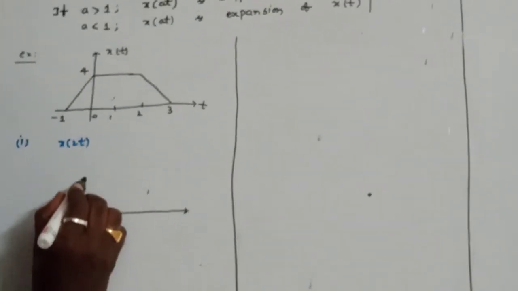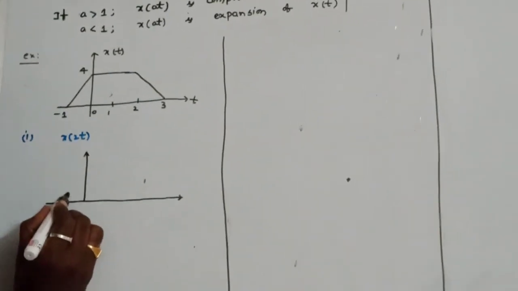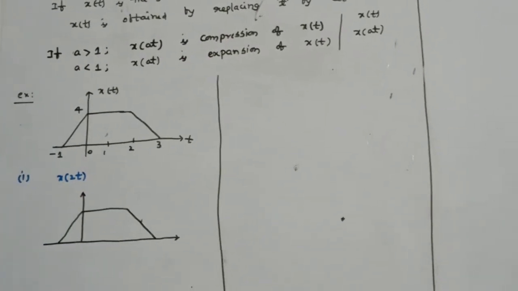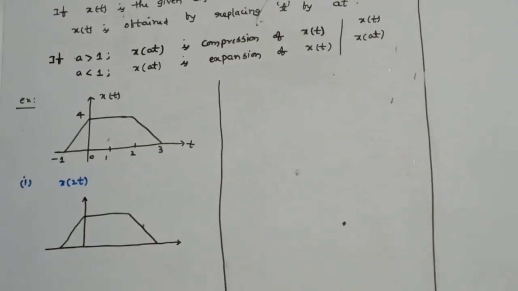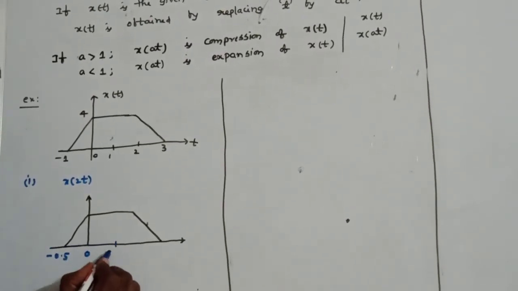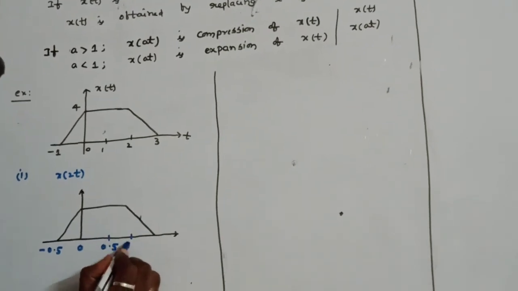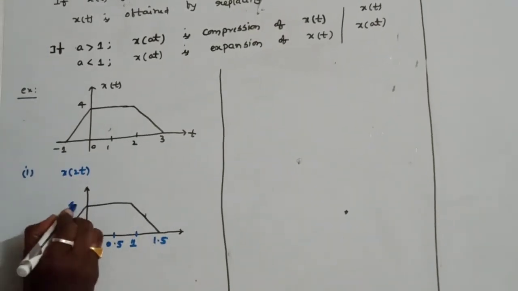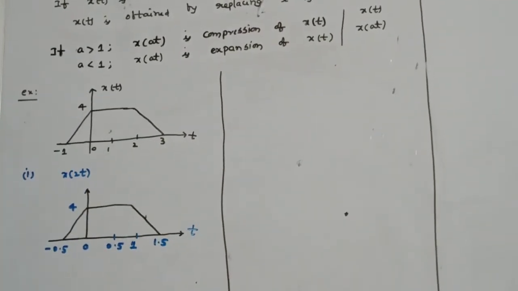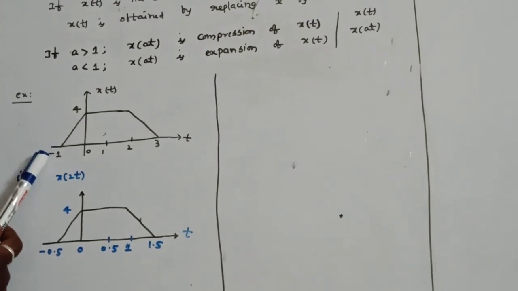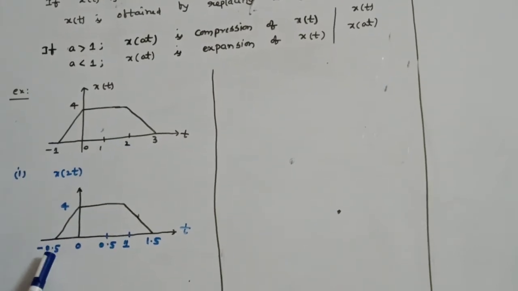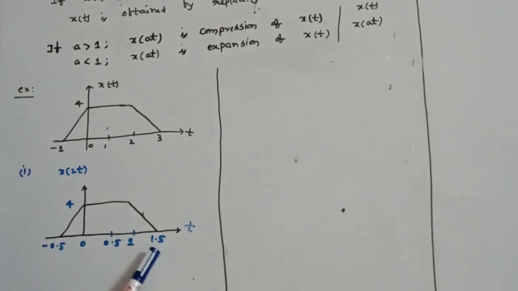First let us draw the original signal without mentioning the time scale. So this is the original signal x of t. Now divide the scale by 2. So -1 by 2, -0.5. 0 by 2, 0. 1 by 2, 0.5. 2 by 2, 1. 3 by 2, 1.5. The amplitude is 4. So this is the x of 2t graph versus t. The amplitude will remain the same. You can see that the original signal is from duration -1 to 3. The same signal is compressed to the interval -0.5 to 1.5. This is called compression.